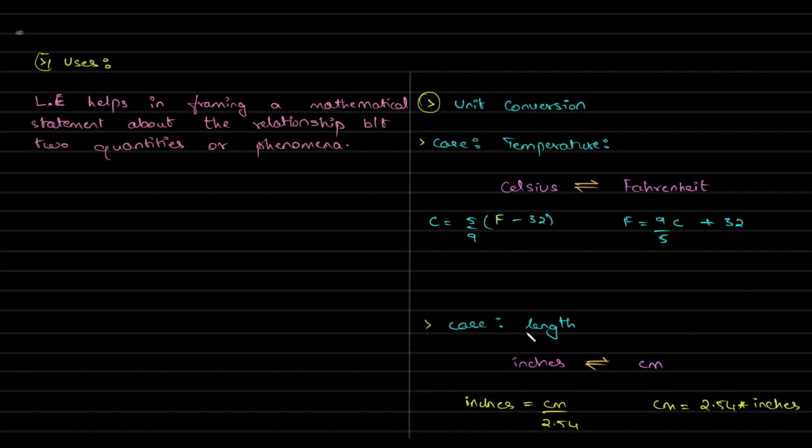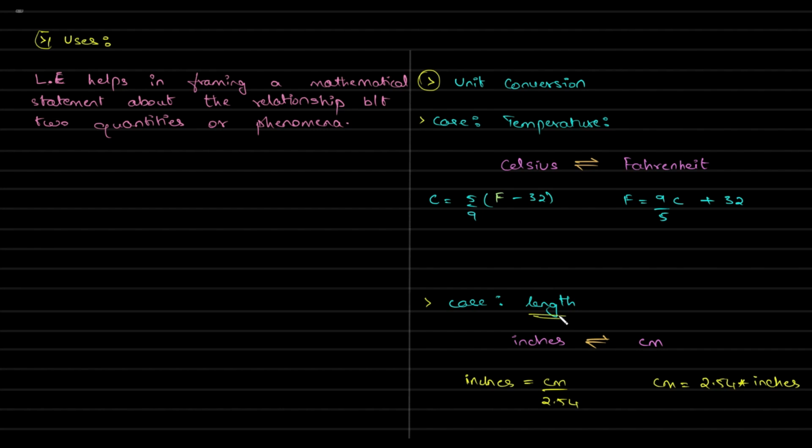If you measure length in inches, we can convert to centimeters, and if it's measured in centimeters, we can convert to inches just by dividing or multiplying with 2.54. So here we're converting centimeters to inches, and here from inches to centimeters.